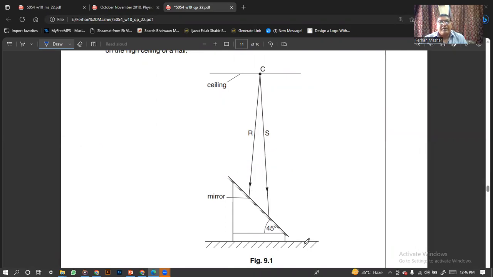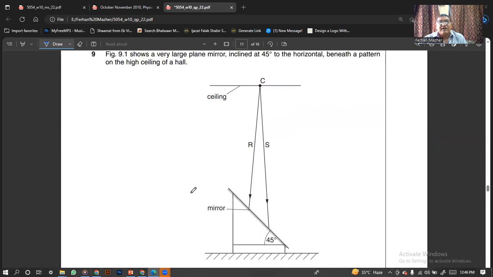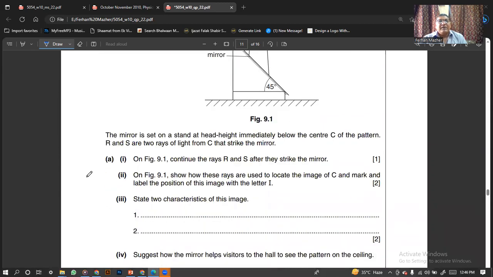Here we have put a mirror. And these are the light rays coming from that pattern, and they are striking the mirror. The mirror is at an angle of 45 degrees with the horizontal. The mirror is set on a stand at head height immediately below the center C of the pattern. R and S are two rays of light from C that strike the mirror. On Figure 9.1, continue the rays R and S after they strike the mirror.